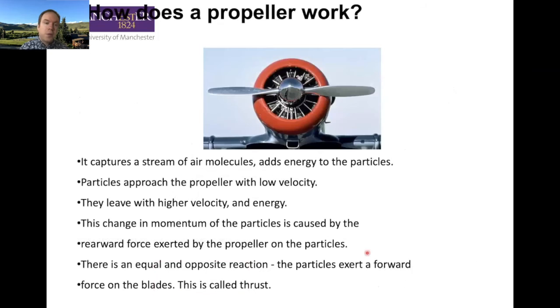So how does a propeller work? It captures a stream of air molecules in what we call a stream tube, and it does work on the particles and adds energy. And it does that by behaving as a mini wing. It changes the momentum and direction of the flow. Air approaches the propeller at a low velocity. It imparts a higher velocity and therefore more energy. This change in momentum gives us our thrust.